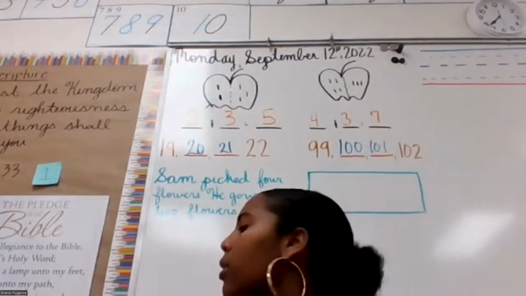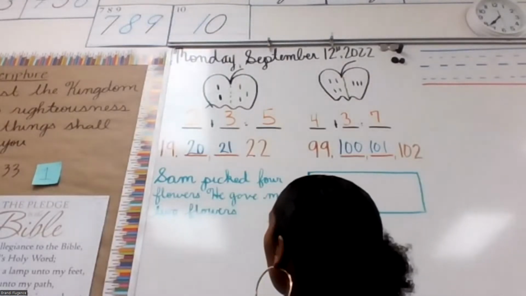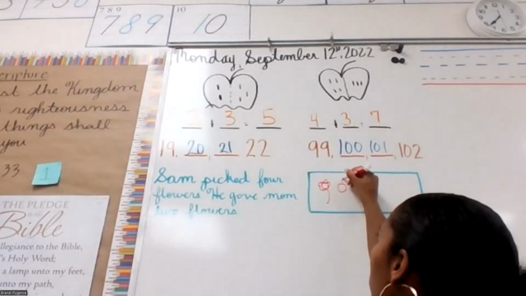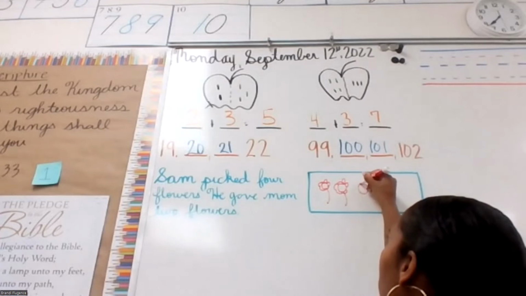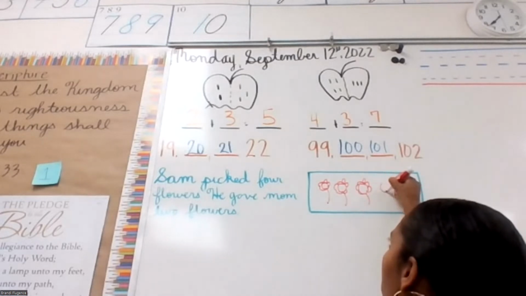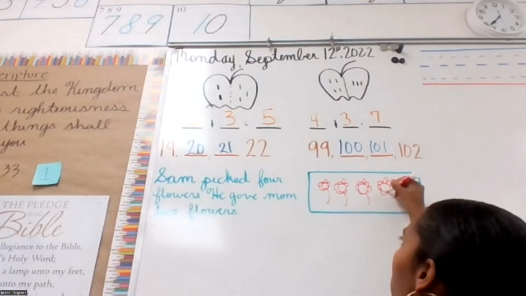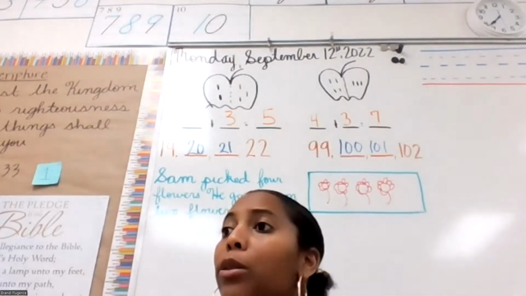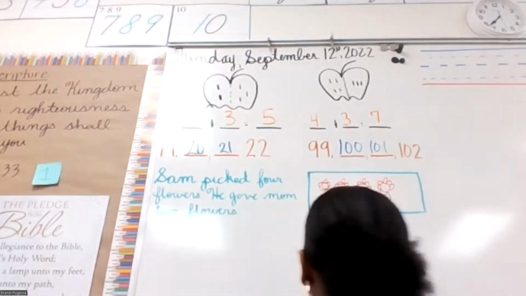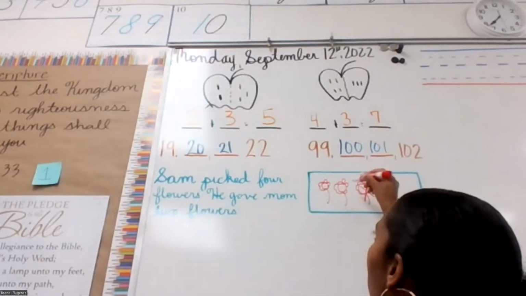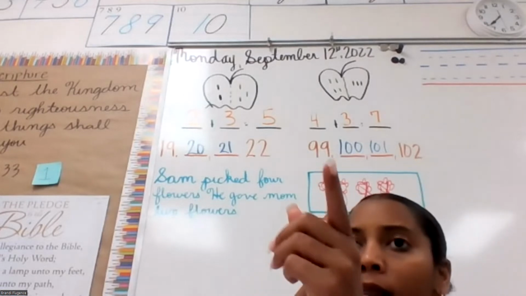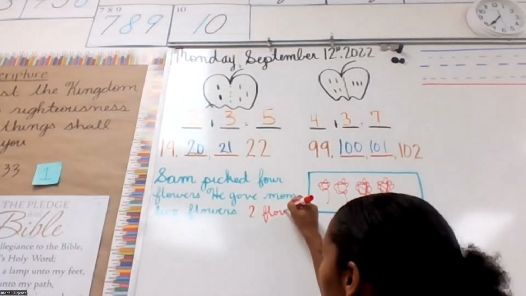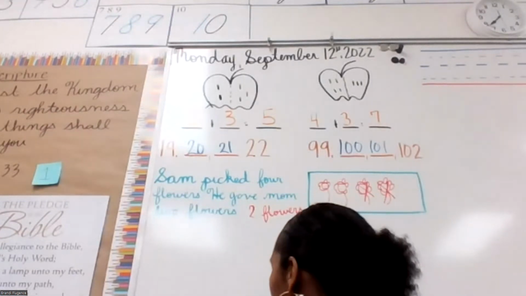So we're losing. So now we can create a picture. So it says Sam picked 4 flowers. So we'll draw the 4 flowers to show that Sam picked 4 flowers. Okay. Then it tells us he gave 2 flowers to Mom. So what do I do to show that he gave 2 flowers to Mom? I X out 2 of them. How many flowers does Sam have remaining? 2 flowers. Awesome. He gave away 2, and now he only has 2 because 2 plus 2 is 4.